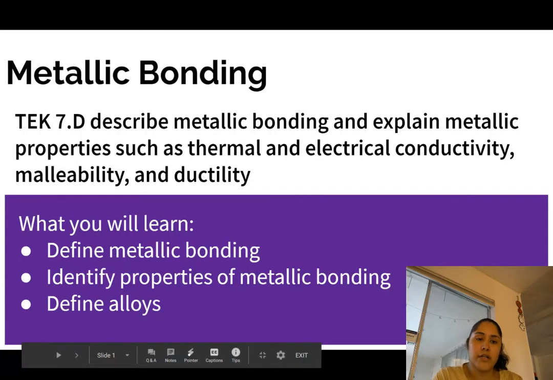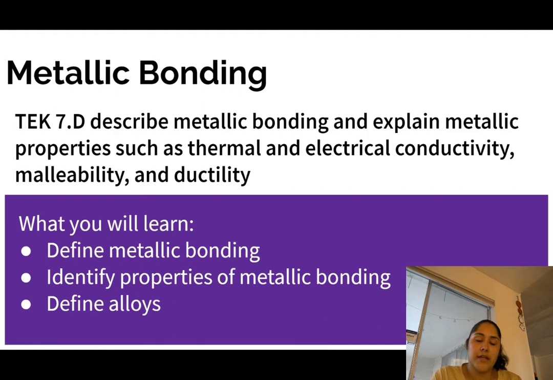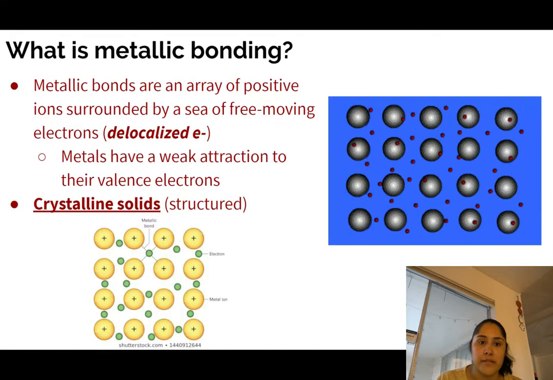So I wanted to talk to you about metallic bonding. The purpose of this lecture is to describe metallic bonding and explain metallic properties such as thermal and electrical conductivity, malleability, and ductility. What you will learn through this PowerPoint is to define metallic bonding, identify properties of metallic bonding, and define alloys. So metallic bonding occurs when there are metal atoms organized together in a crystalline structure.